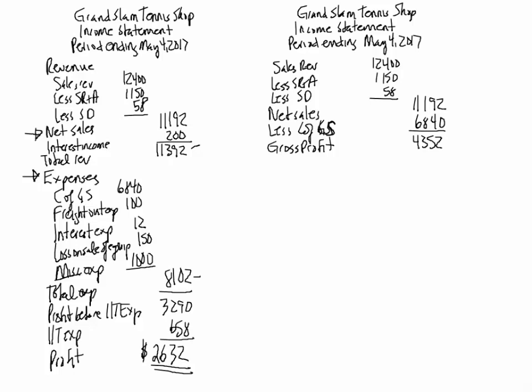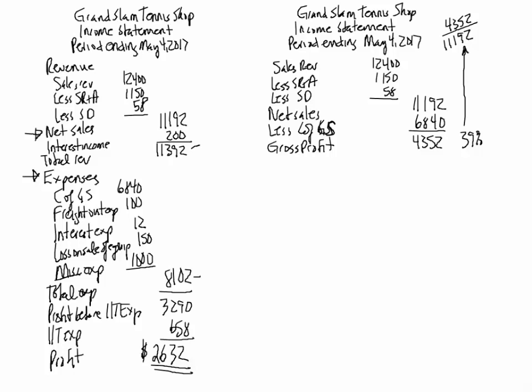So if I calculated the gross profit percentage, it would be 4352 divided by net sales, 11192. That equals 39%. So again, how did I calculate this? I took 4352 and divided by 11192. And that's the gross profit margin percentage.